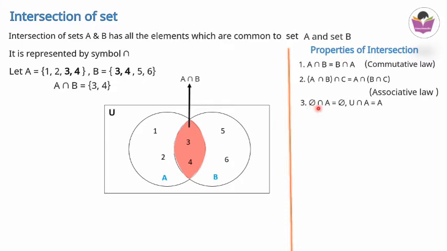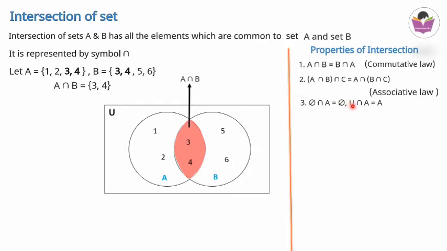Then phi intersection A is equal to phi. It means if you are comparing a set with a null set and finding the intersection, that is the common elements, there is no element in the null set. Since there is no element, there will be nothing common. So A intersection phi, or phi intersection A, is equal to phi, the null set.